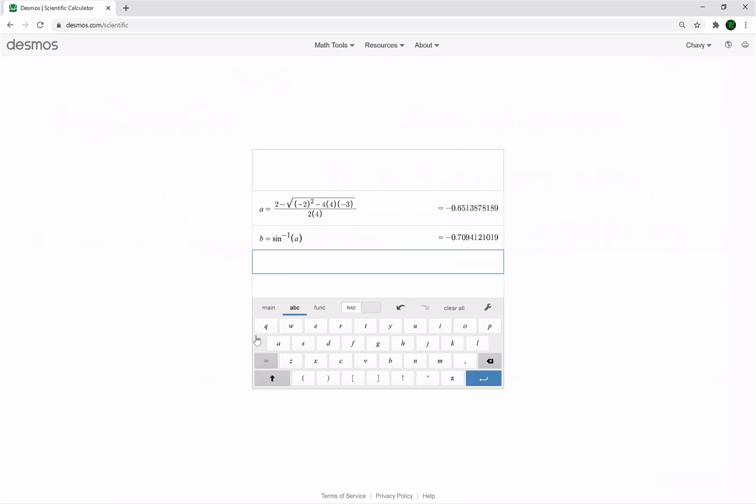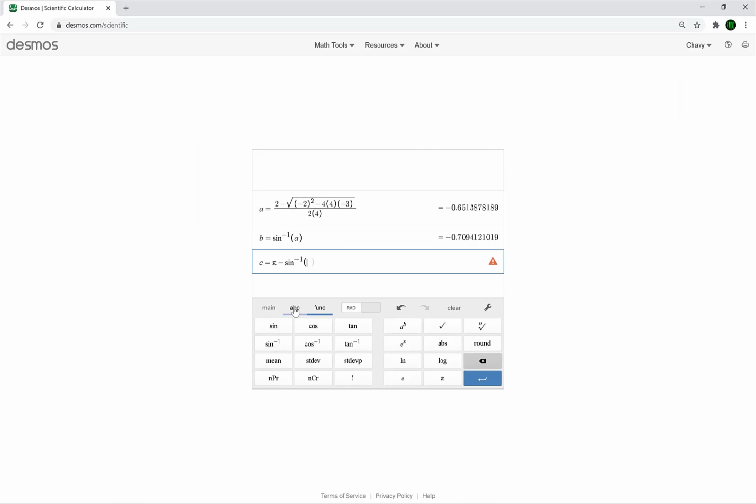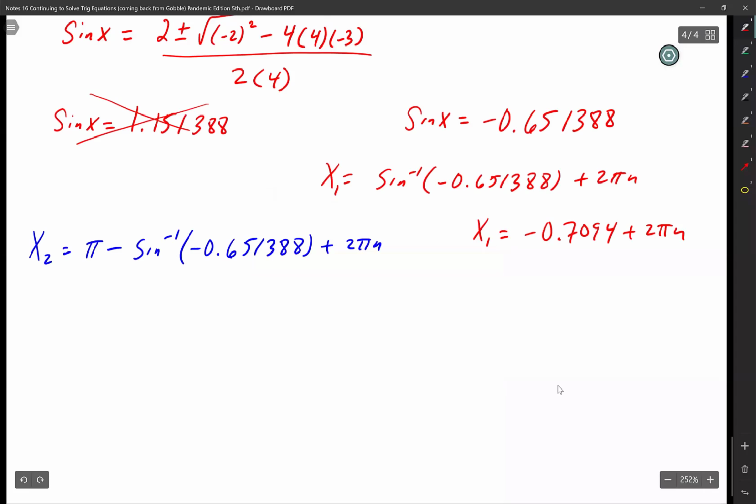All right, let me get the next one, guys. So I'm going to put C then for the next one. C equals pi minus arc sine of A. That's the one in blue there. And I got 3.851. And then the next two digits are 0, 0, so you can just stop at 3.851. So I'm going to write that for the one in blue. Here's my general equation: 3.851 plus 2 pi n.